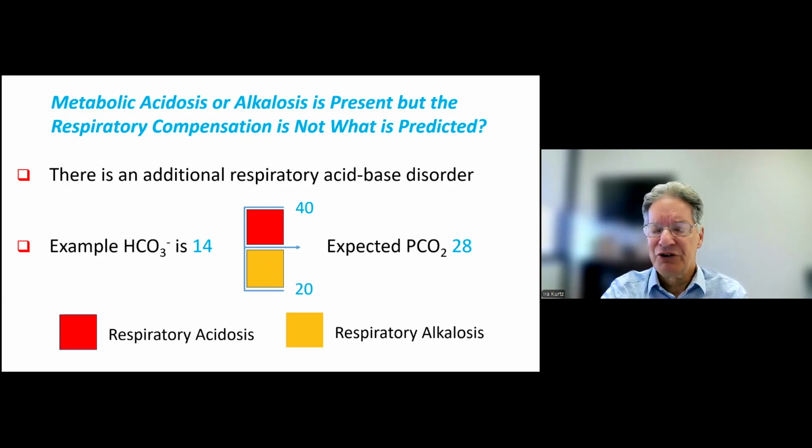So make sure that you memorize the expected response and then go back and look at what the patient has. If they don't have the expected response, then by definition, they have a respiratory acid-base disorder in addition, either acidosis if it's in the red between 28 and 40, and alkalosis if it's between 28 and 20.